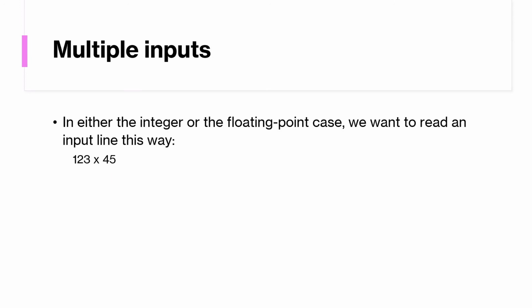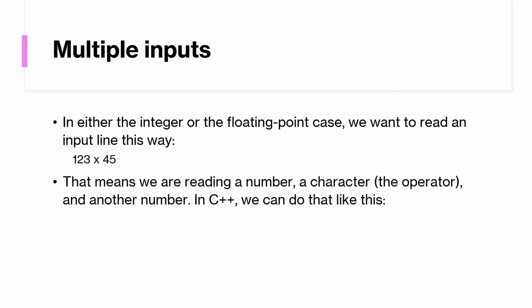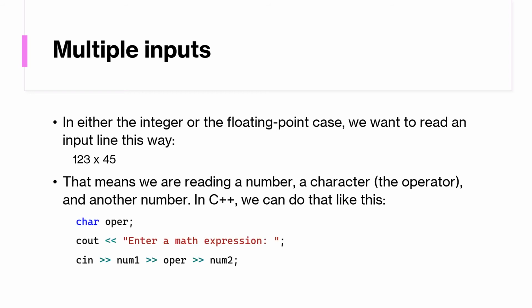Okay, in either the integer or the floating point case, we're going to write the same next lines of code. Okay, we want to read an input line this way: 123 times 45, say. That means we're reading a number, then a character, the operator, and then another number. In C++, we can do that like this. We declare a character called oper. We've already declared num1 and num2 on the previous slides. And so then we prompt cout, enter a math expression, and then we can cin num1, oper, num2.